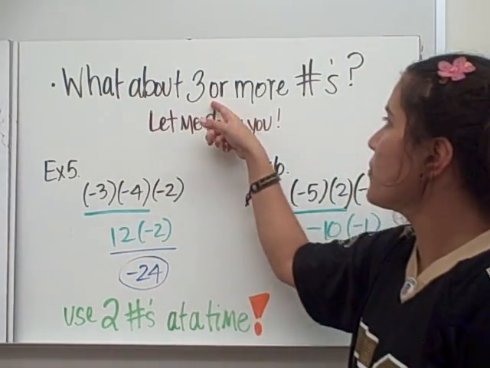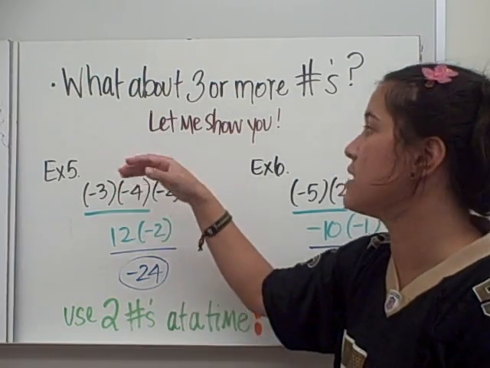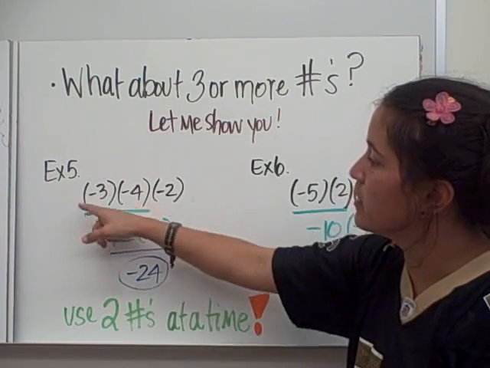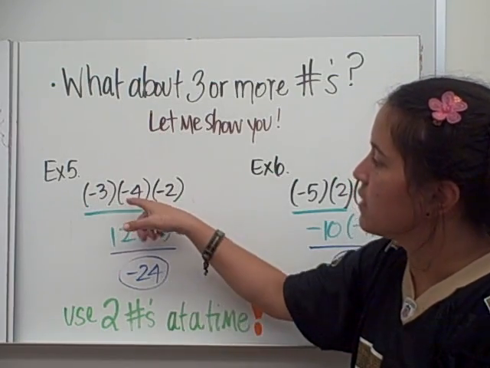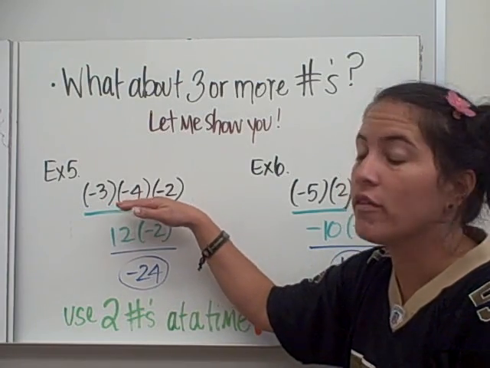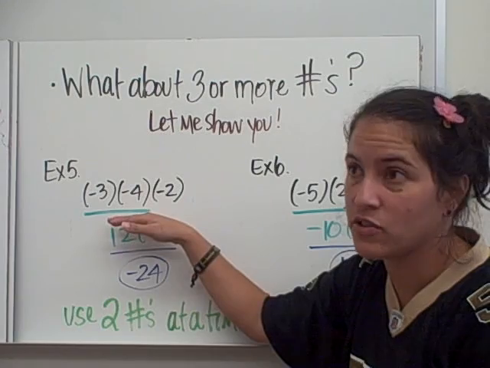So what about 3 or more numbers? What happens if you have 3 or more numbers in a problem set? So let me show you. Here we go, example 5. I've got 3 numbers that I'm multiplying. -3 times -4 times -2. So you might look at it and go, oh, well, those are all the same signs, so my answer must be positive. I like the way you're thinking, but unfortunately it's wrong.